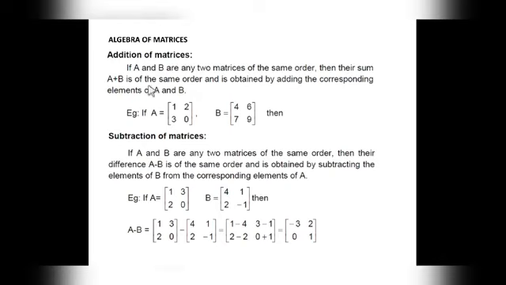Their sum A plus B is of the same order and is obtained by adding the corresponding elements of A and B. And for the subtraction of matrices also the rule is same. If I want to subtract any two matrices, then they should have same order, then only I can subtract them.